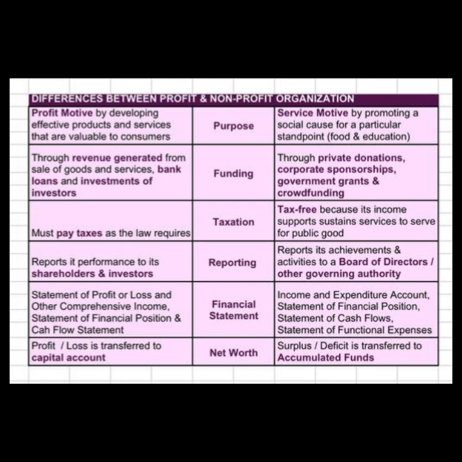For profit organizations, the statements are the statement of profit or loss and other comprehensive income, statement of financial position, and cash flow statement, while for an NPO they are the income and expenditure account, statement of financial position, statement of cash flow, and statements of functional expenses. Net worth: for profit organizations, profit or loss is transferred to a capital account, and for an NPO, its surplus or deficit is transferred to accumulated funds.